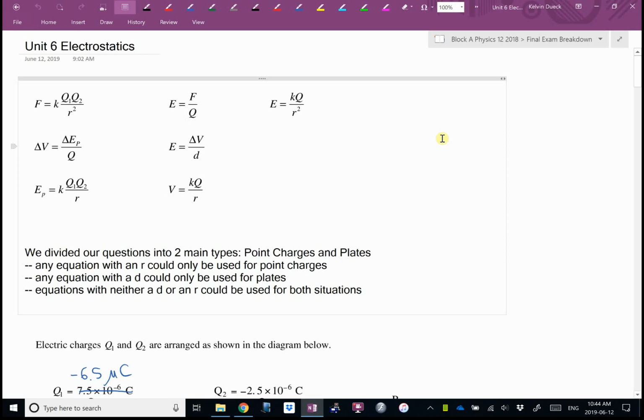I don't know if I'm going to get to a circuitry review. It's the most recent one, and I'm kind of hoping that that's fresh in your brain. But electrostatics, so one of the first difficulties we ran into was so many equations looked alike.